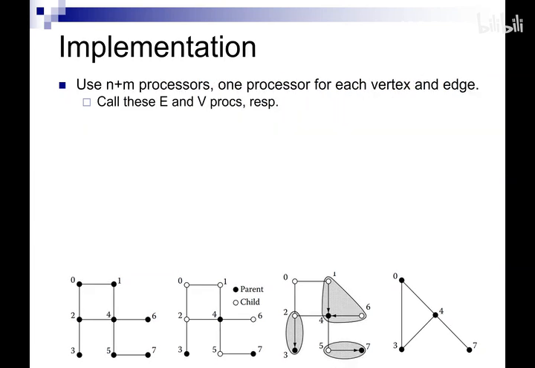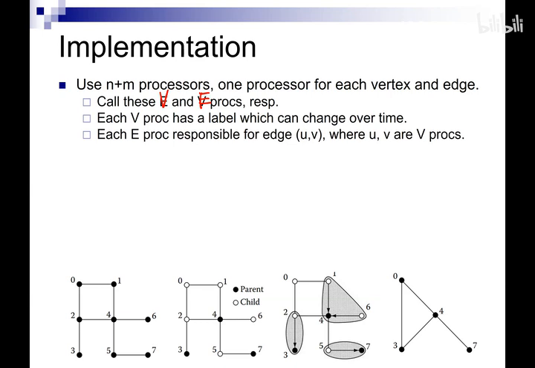Okay, so now in terms of how to actually implement this, I'm going to go into a bit of detail. We're going to use n plus m processors, where n is the number of nodes and m is the number of edges. Sorry, they should be switched. These should be V and E. So we're going to have one processor for each vertex and also one processor for each edge. We're going to call these the V processors and the E processors.